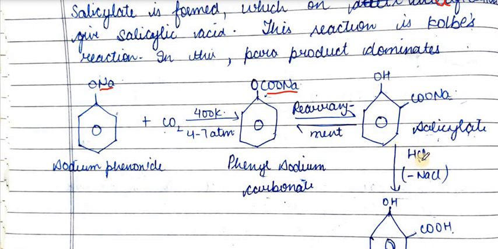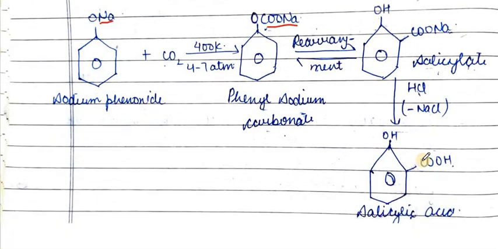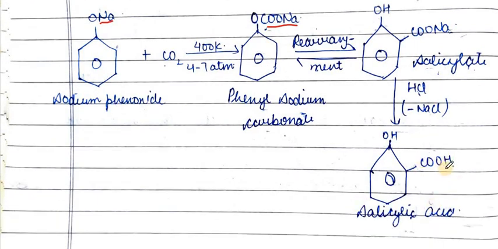Then with HCl it gives salicylic acid, that is, sodium is replaced with hydrogen. So this is Kolbe's reaction, in which sodium phenate is treated with carbon dioxide at 400 Kelvin and 4 to 7 atmosphere pressure, and then phenyl sodium carbonate is formed, which rearranges to give sodium salicylate. Then in the presence of HCl, sodium is replaced with hydrogen and sodium chloride is removed, and salicylic acid is formed.